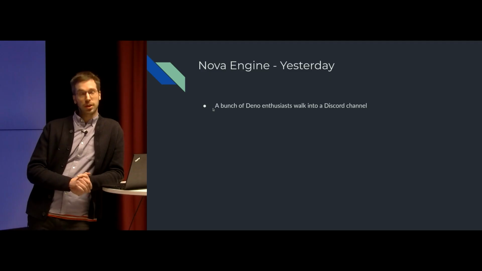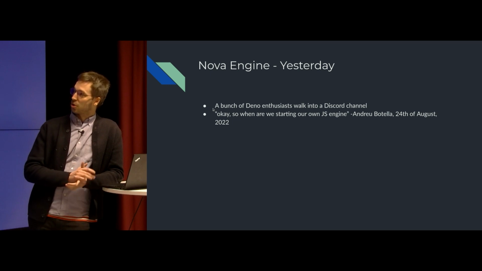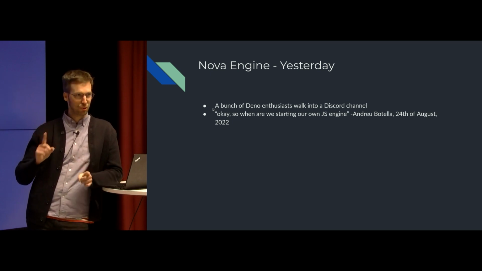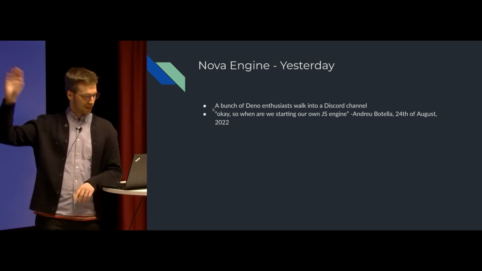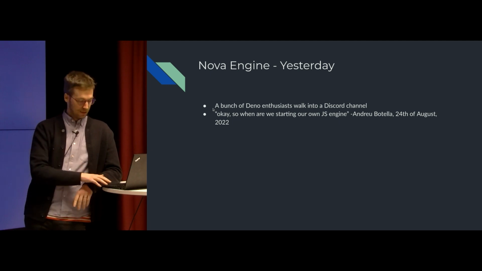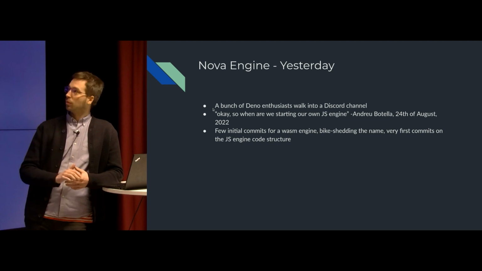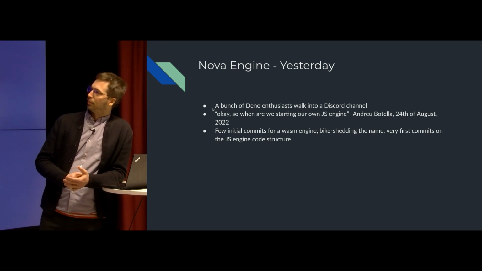So what on earth is Nova? It all starts with a joke. So a bunch of Deno enthusiasts walk into a Discord channel one night, and we're going to skip right to the punchline. So when are we starting our own JS engine? Andrew asked, and we started our own JS engine then. So this was nearly 2 years ago or something. It's been a long time now.